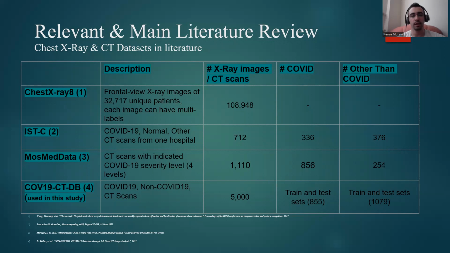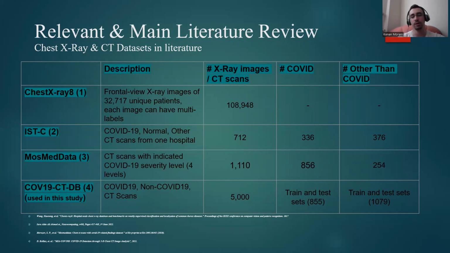Now the data set used in this study is the COV19 CT database, which is labeled either COVID or non-COVID, so it's a binary classification, or binary labeling. It has COVID-19 and non-COVID-19 CT scans for 5,000 patients, 5,000 CT scans. You have a training, validation, and also a test partition. In the train and test set, we have 855 COVID cases and 1,079 non-COVID cases in the COV19 CT database. So quite big, as you might see.